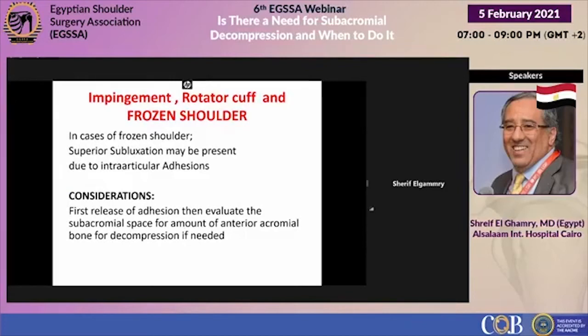In cases of frozen shoulder, superior subluxation may be present due to intra-articular adhesions. So the considerations are taken to first release the adhesions from the glenohumeral joint, then evaluate the subacromial space to determine the amount of bone to be resected from the anterior acromion for decompression if needed.